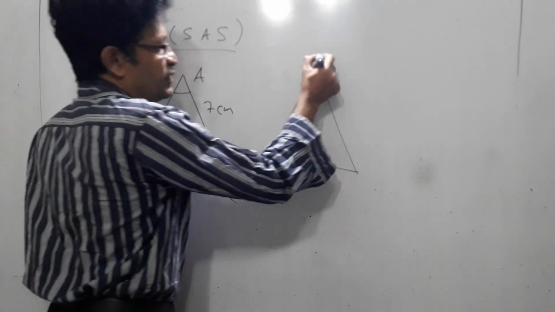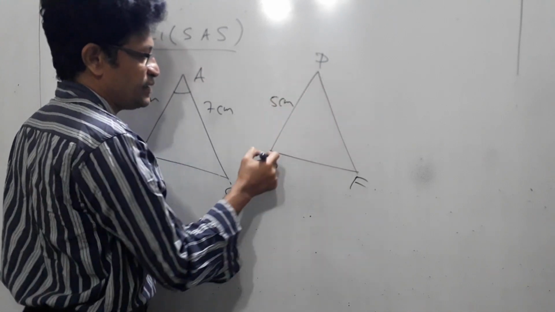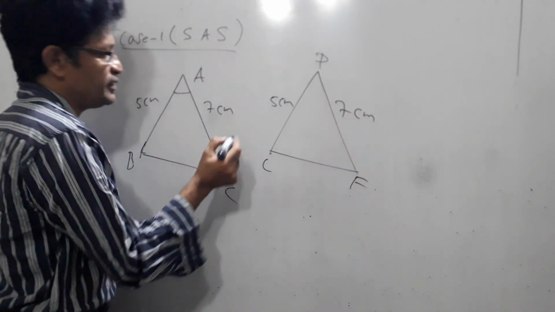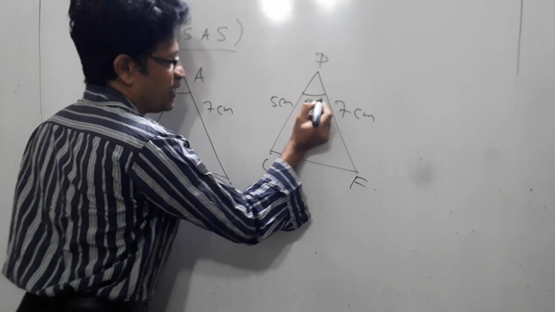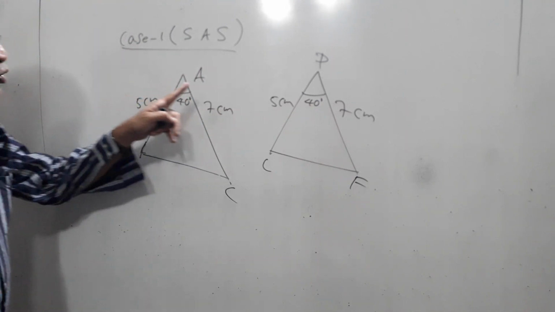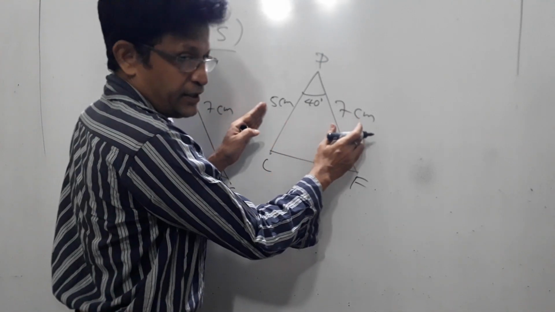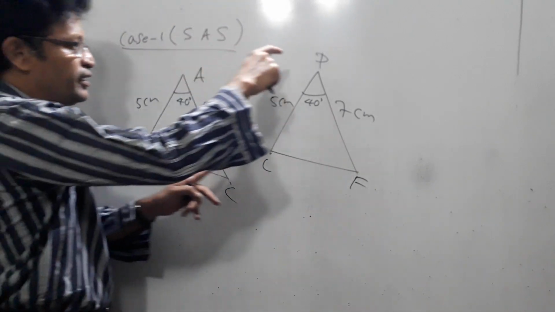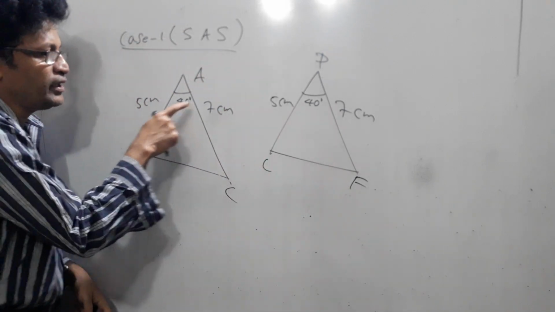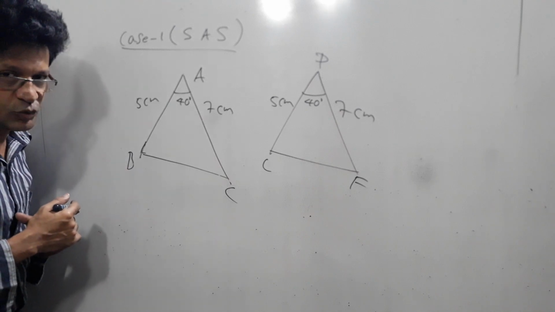Now we take triangle DEF. Say that this also is 5 cm, DE is 5 cm and DF equals 7 cm. And this angle, we say 40 degrees, and this angle also 40 degrees. Now in these two triangles you can see two sides of triangle ABC are equal to two sides of triangle DEF. Why? AB equals 5, here DE is 5. AC is 7, DF is 7. And the included angle here is 40, here also 40. Then we say these two triangles are congruent.